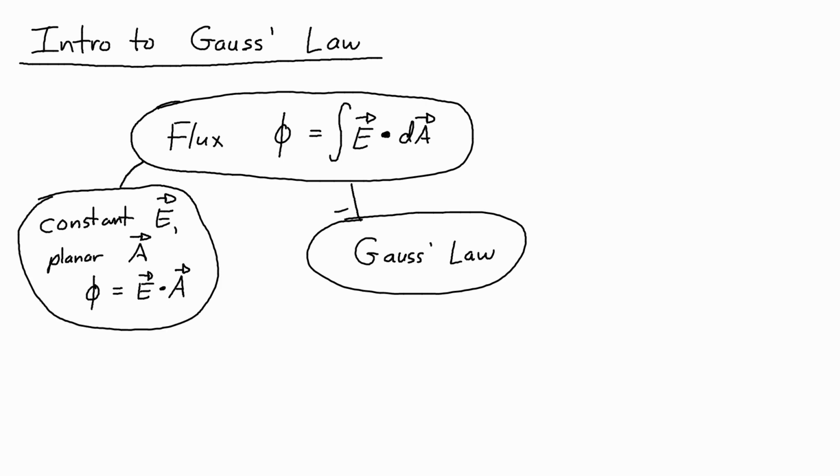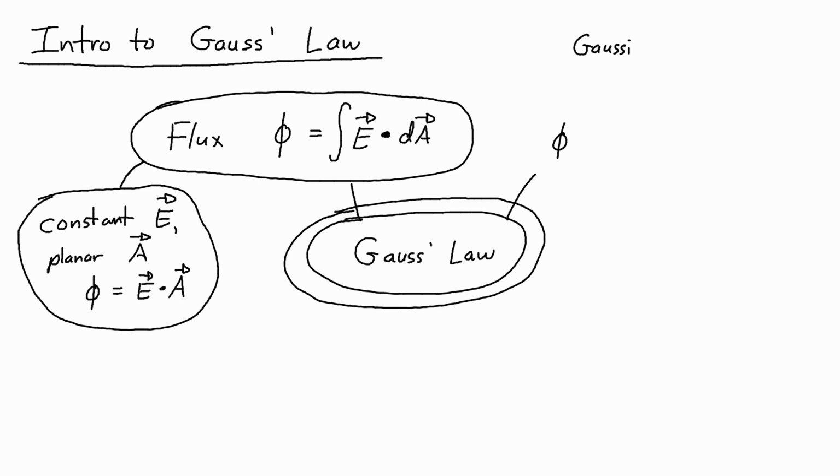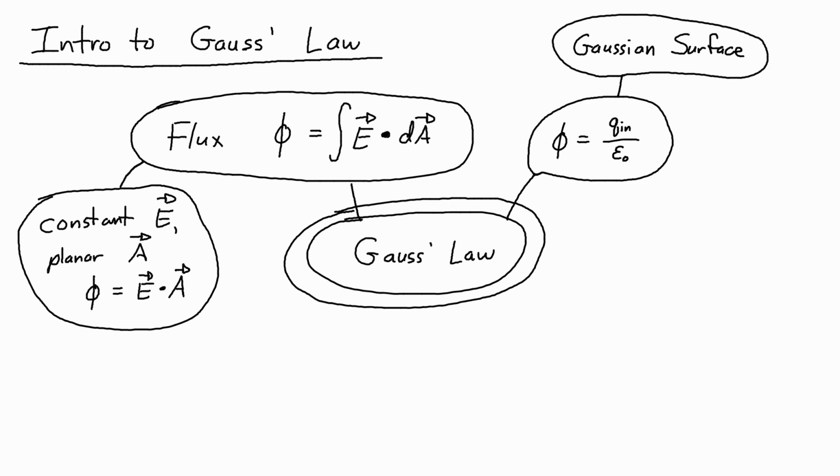Gauss's Law, again, that's the main event here, so I'll give that a double circle. It really ties in the idea that if you define something called a Gaussian surface, then within that Gaussian surface, the enclosed charge, so I'm calling that Q in because it's inside the surface, when you divide that by something called the permittivity constant, which we just saw in the previous lecture, is equal to the flux through that Gaussian surface.